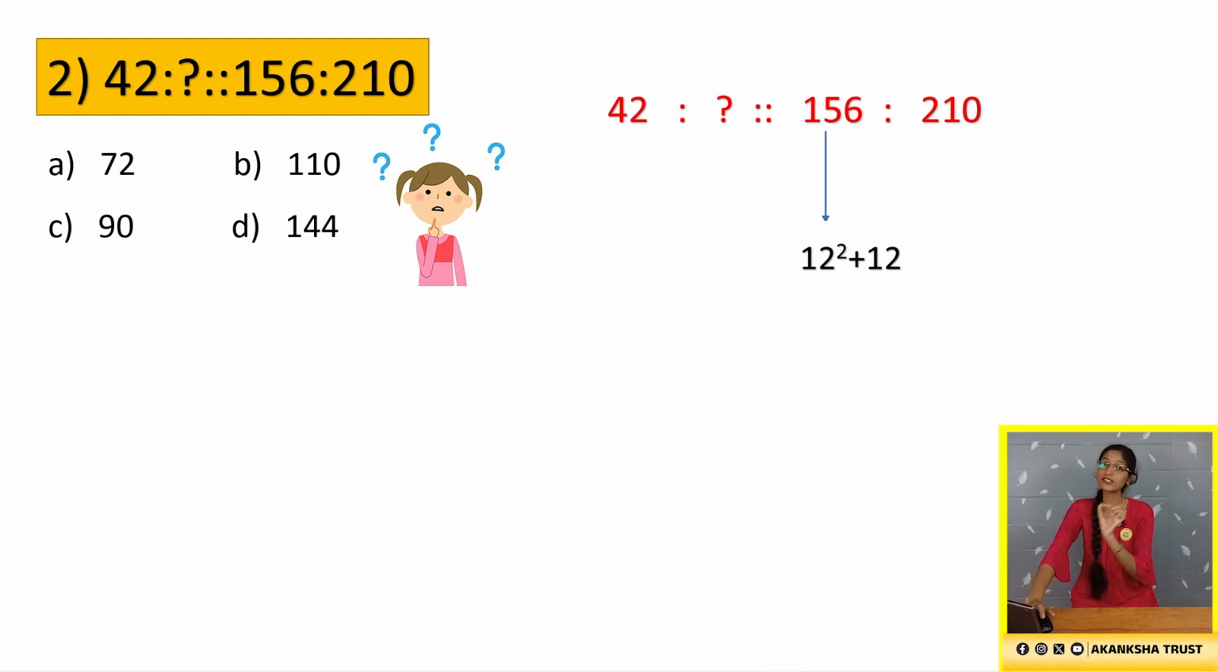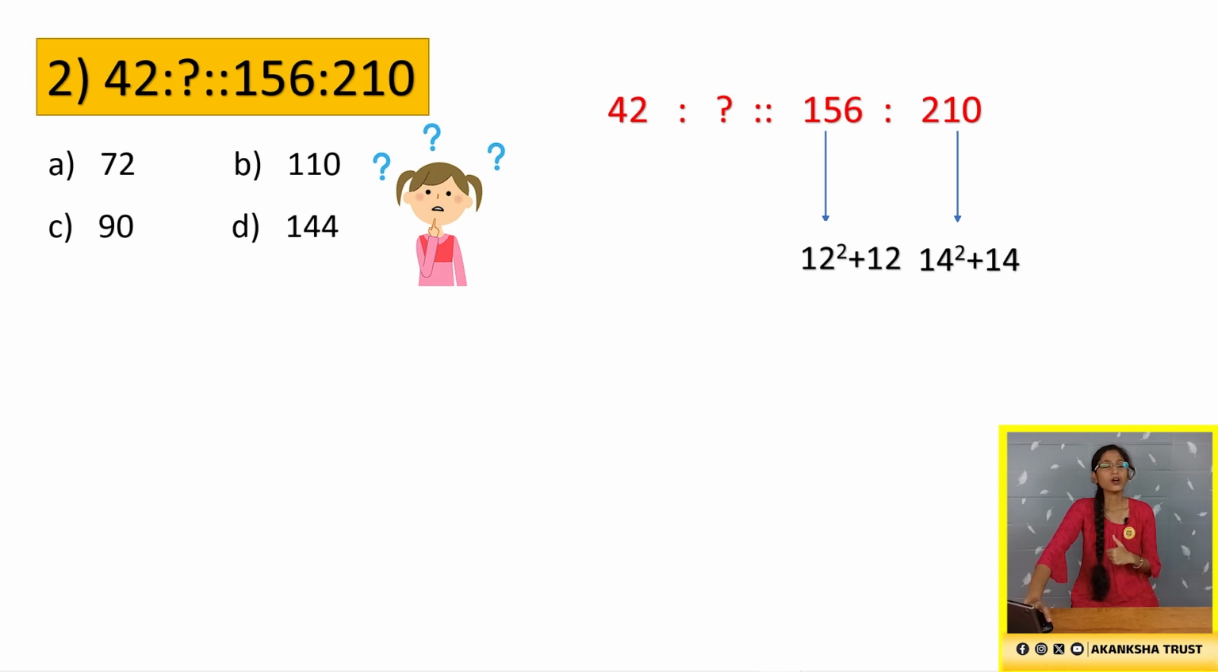12 square, 144, plus 12, you'll get 156. That means 12 square plus 12. Square of a number, adding the same number, you'll get the first number. Then what about the second number, 210? 14 square is 196, very near to 210. If you add the same number 14 to 14 square, you'll get 196 plus 14, the answer is 210. Then 12 and 14: what's the relation between 12 and 14? 12 plus 2 gives 14. So the same pattern you have to apply to the first set of the question.